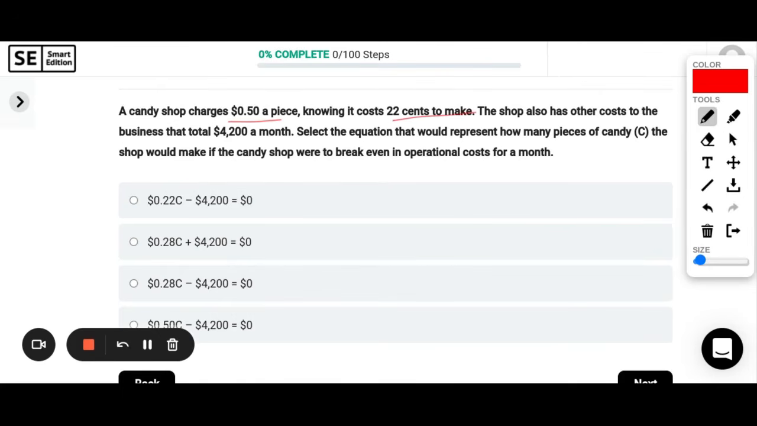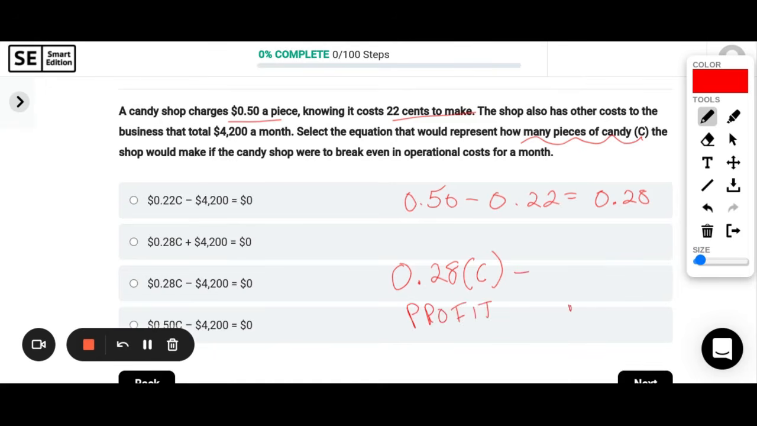So the first thing we want to do is find out what is the profit that they're making. Okay, so 50 cents is what they're charging, and it costs them 22 cents to make. So for each candy, they make 28 cents. So I'm going to take that 28 cents and multiply it by the number of pieces of candy, which is represented by C. Okay, and then subtract their cost, because this is my profit. And then profit minus the cost, right?